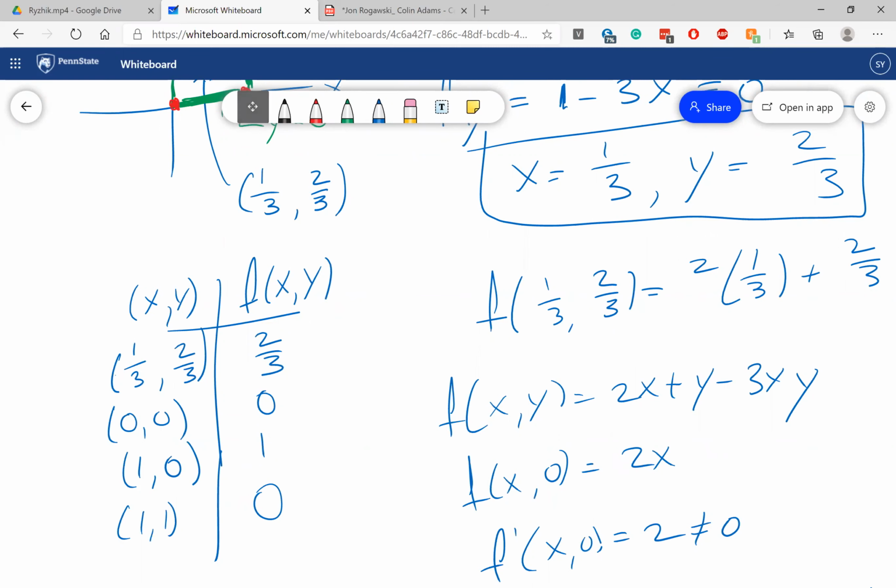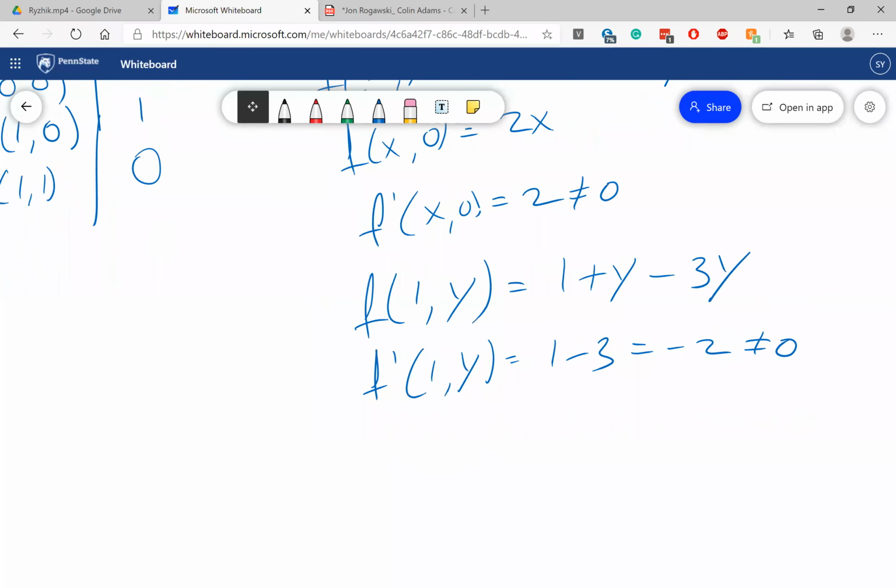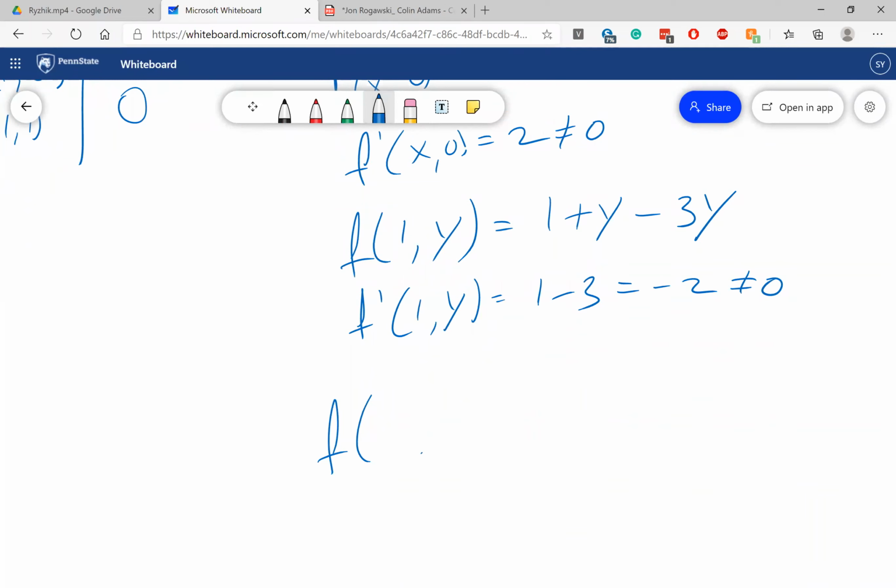Okay, so let's continue with this boundary over here. This is the boundary where y is equal to 1 and x varies. So that's f of x, 1, which is going to be 2x plus 1 minus 3x. So the derivative is going to be 2 minus 3, which is -1.